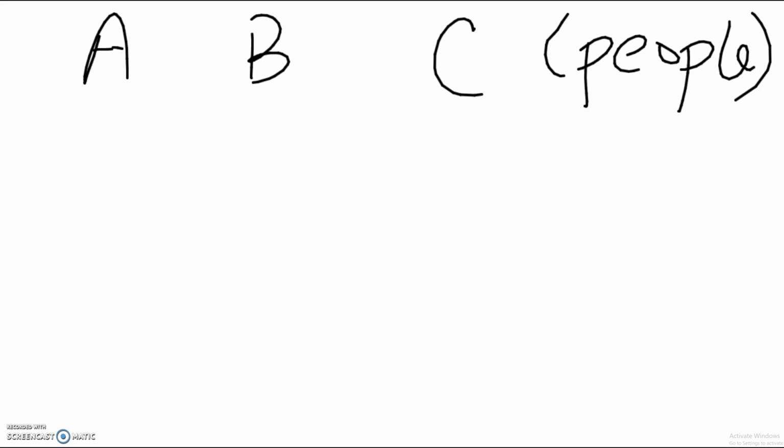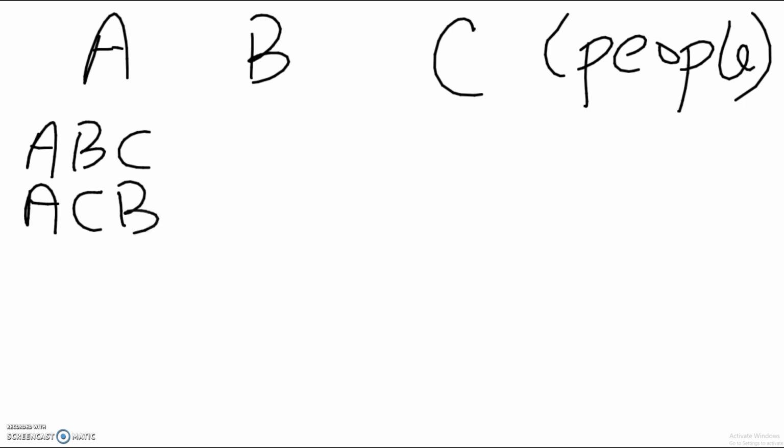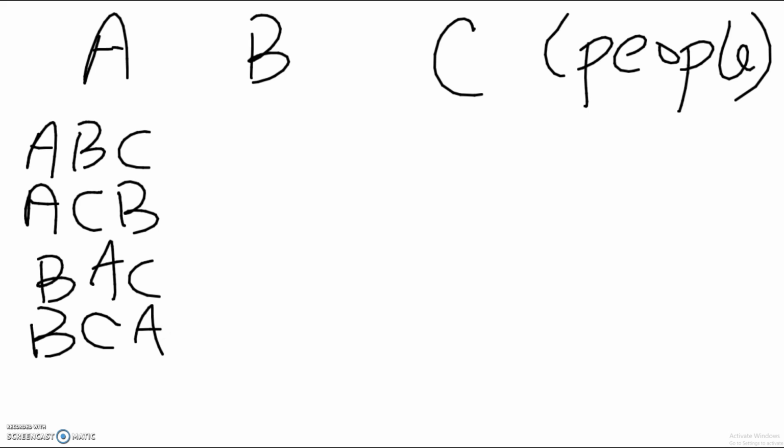All right, so we could have A, B, C as a lineup, just as it is. We could begin with A and then rearrange, flip-flop, put C, then B. We could begin with B and then do A and C. We could begin with B and flip-flop the positions of people C and A. Or we could start with C, A, B. Or we could start with C and then flip B, A.